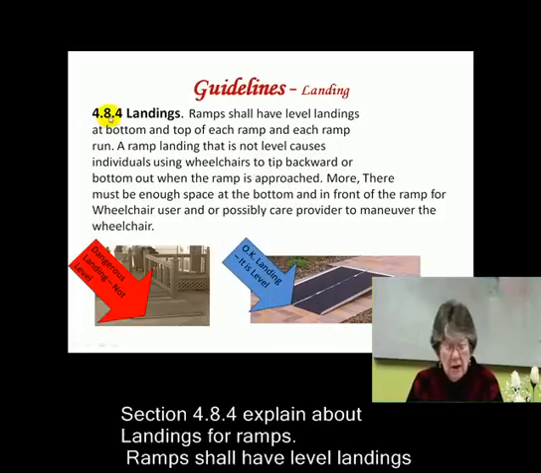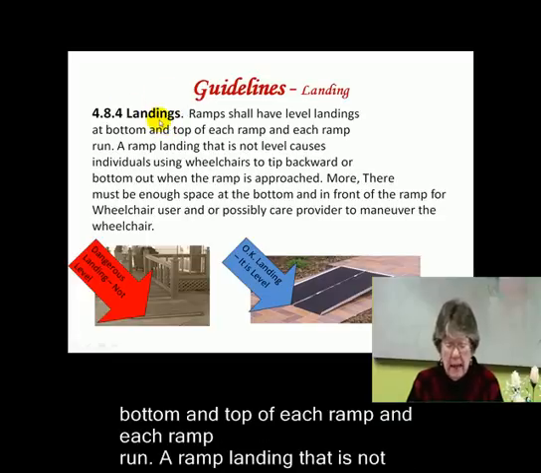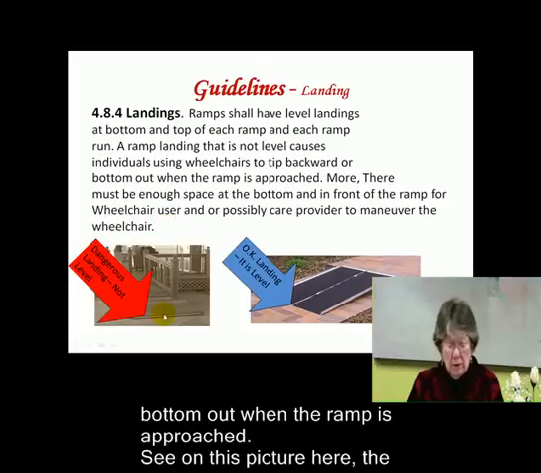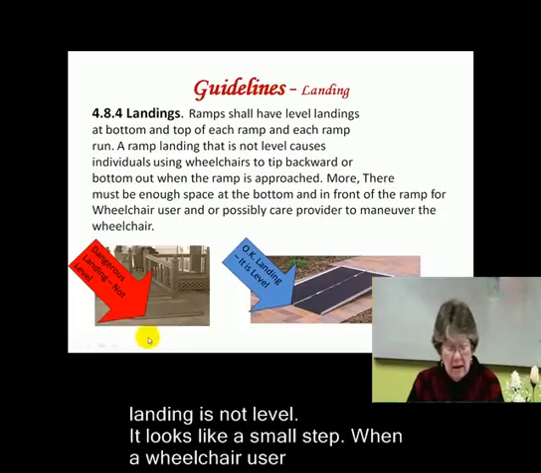Section A4.8.4 explains landings for ramps. Ramps should have level landings at the bottom and top of each ramp and each ramp run. A ramp landing that is not level causes individuals using wheelchairs to tip backwards or bottom out when the ramp is approached. See on this picture here, the landing is not level.